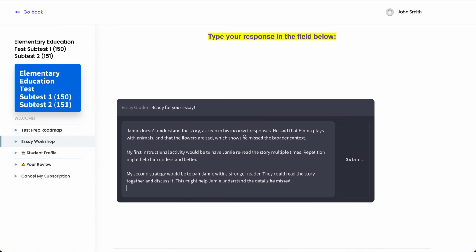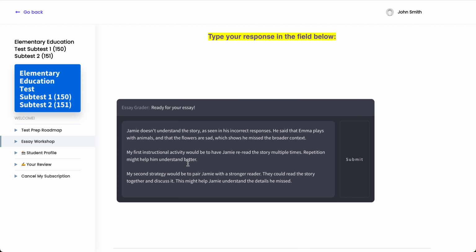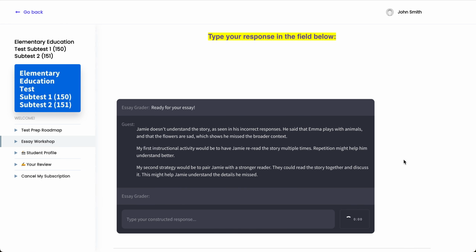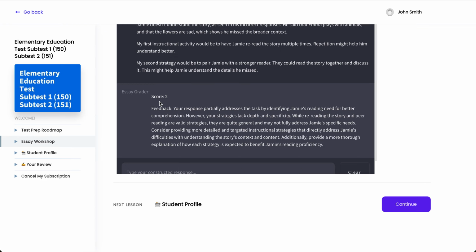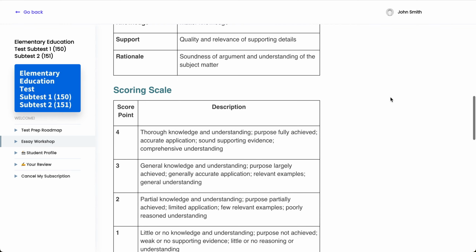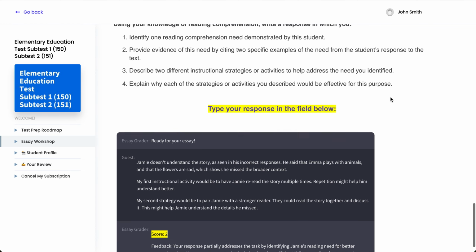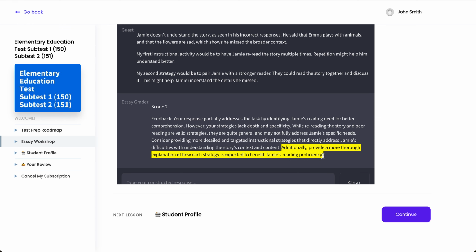Here, I'm going to type in, we have already written both a weak response and a strong response so that we can check the difference. Now, if I submit our weak response, we should get a score pretty low, possibly a 1 or a 2. There we go. Now, it will not only give you a score based off the same rubric that you are going to be tested upon on test day, but also feedback for improvement. So for example, it says additionally, we need to provide a more thorough explanation.